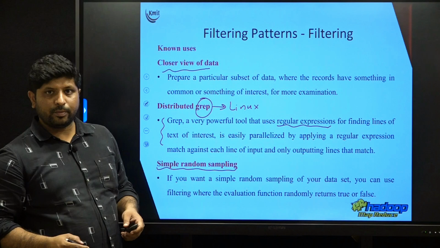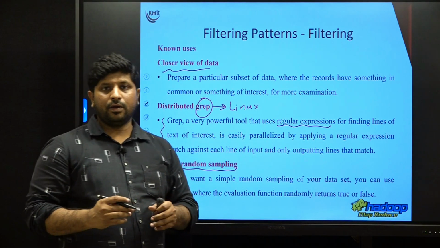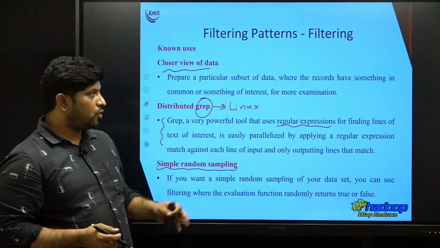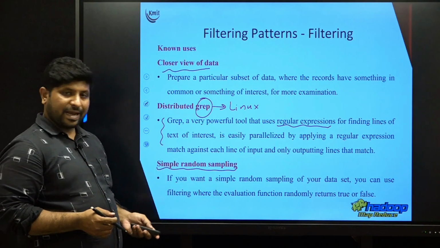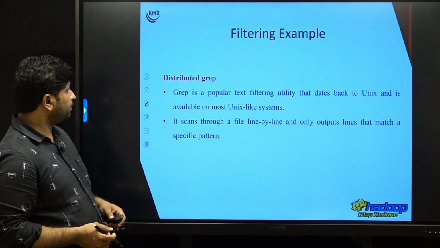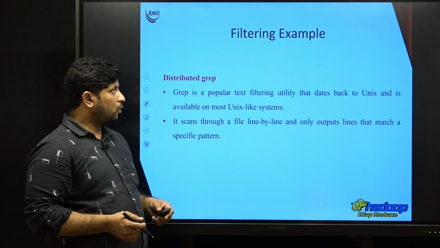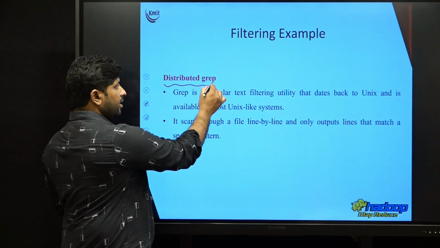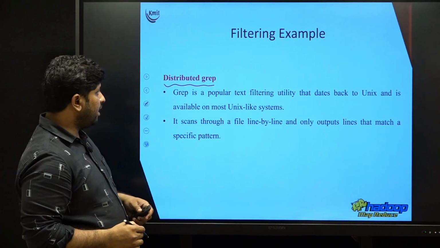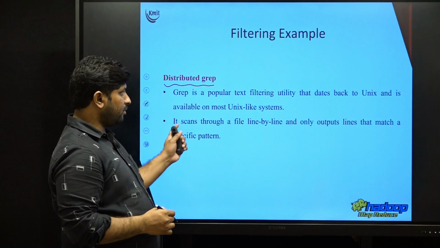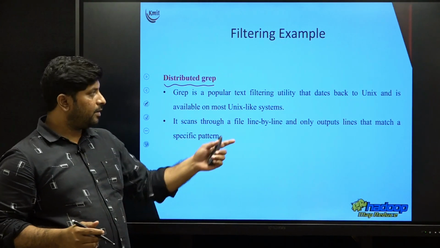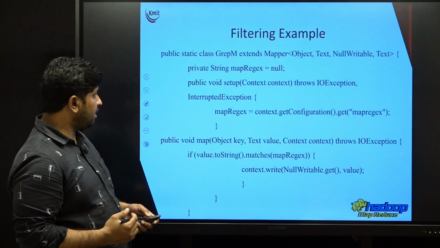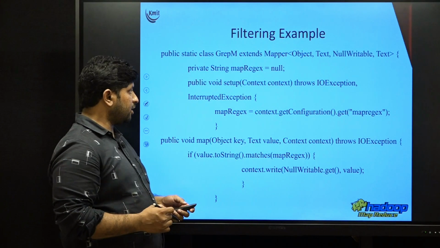If you are getting into machine learning, and you are performing any sampling technique, if you want to extract the sample, then you can use a filtering mechanism. To get on with the filtering example, we will consider distributed grep, where grep is a tool dating way back in Unix to retrieve the output that matches, performed on a regular expression.